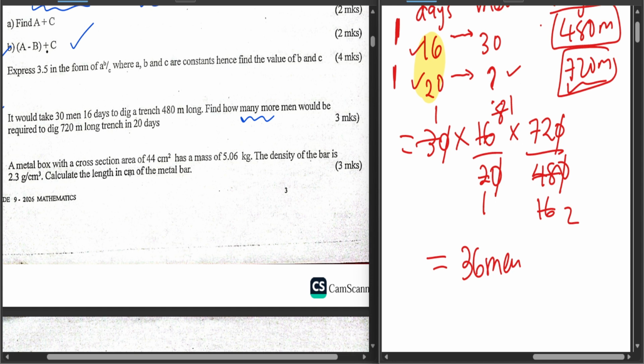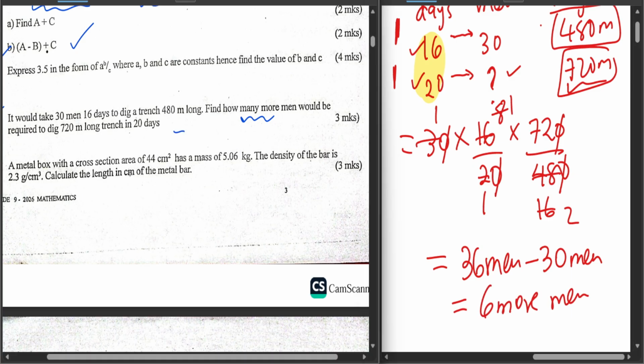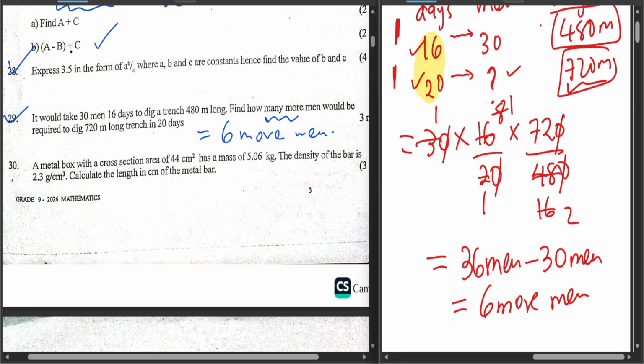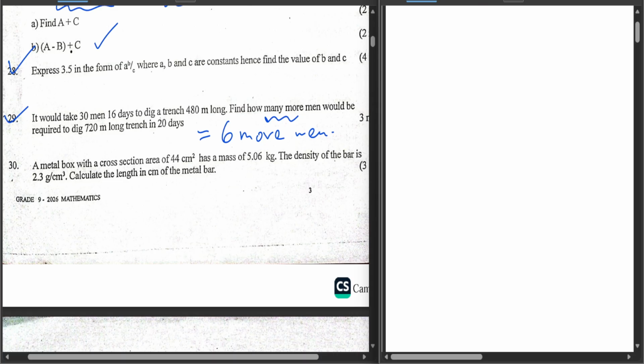But how many more men do you require? When you take 36 minus the original men, which is 30 men, you require 6 more men. And that is your answer, 6 more men. Okay, let's go to question 30.